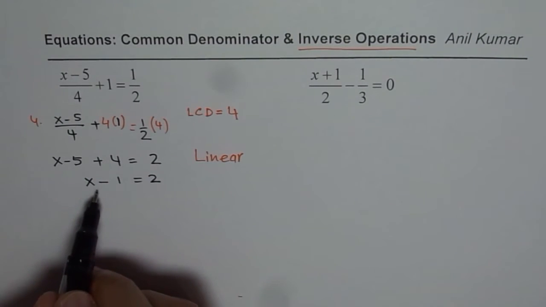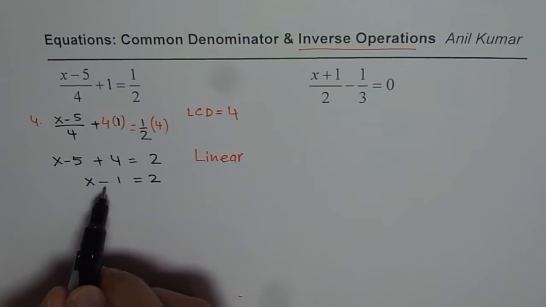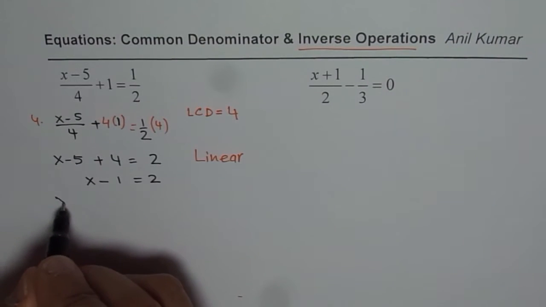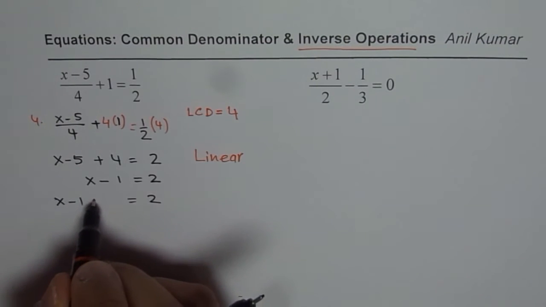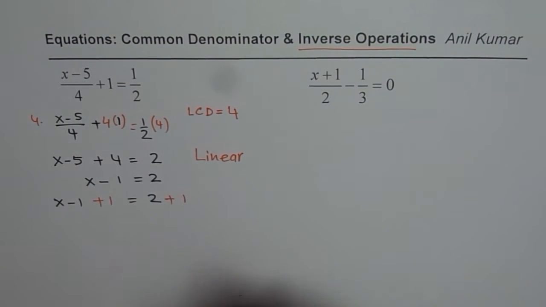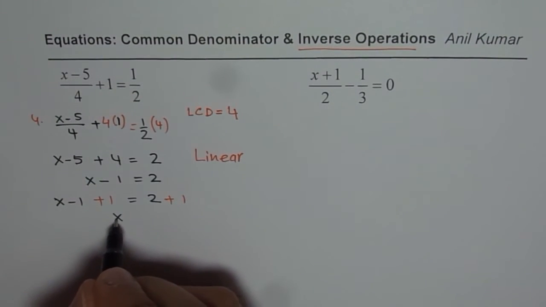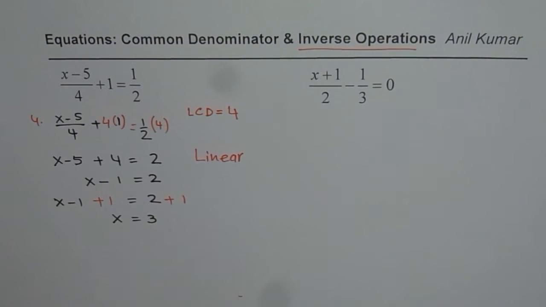Now, we want to get rid of minus 1. The inverse of minus 1 is plus 1. So I'll add plus 1 on both sides. That gives us x = 3 as the solution. So that is how you can solve using common denominator and inverse operations. I hope that's absolutely clear. I'd like you to pause the video and answer the next question and then check with my solution.